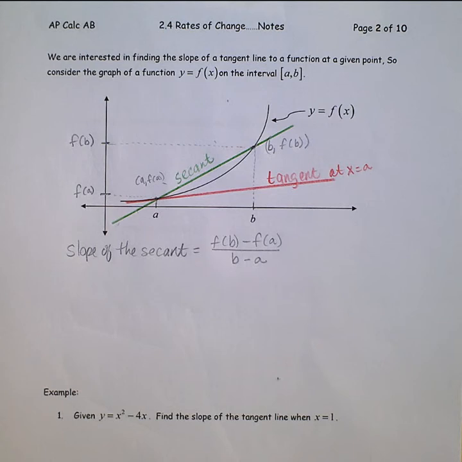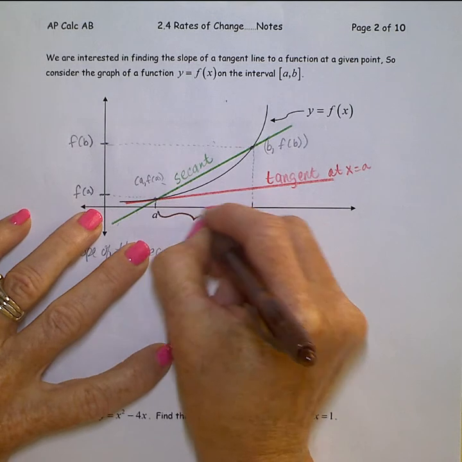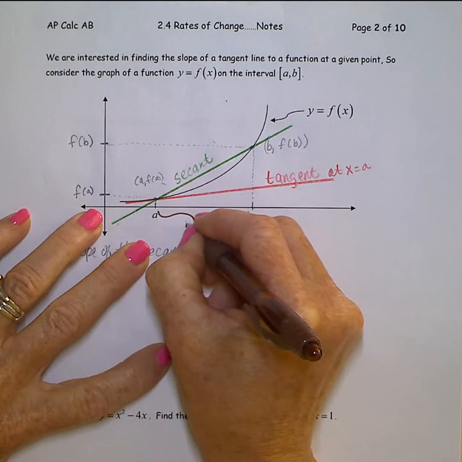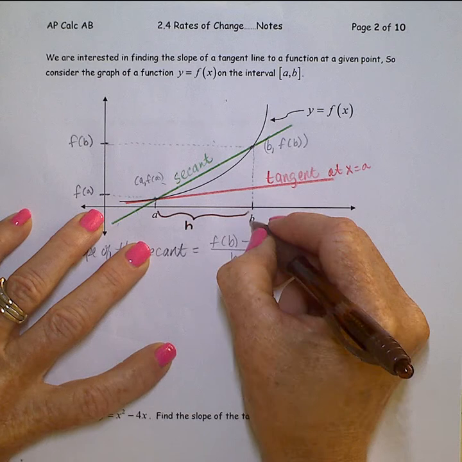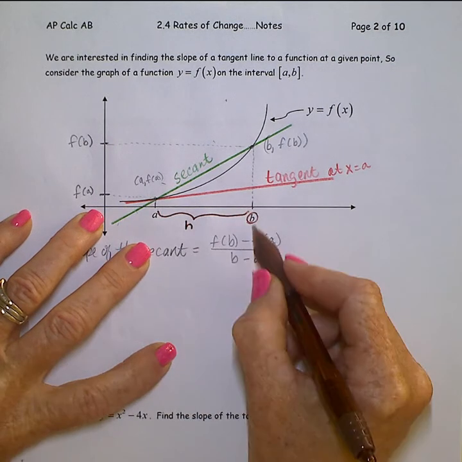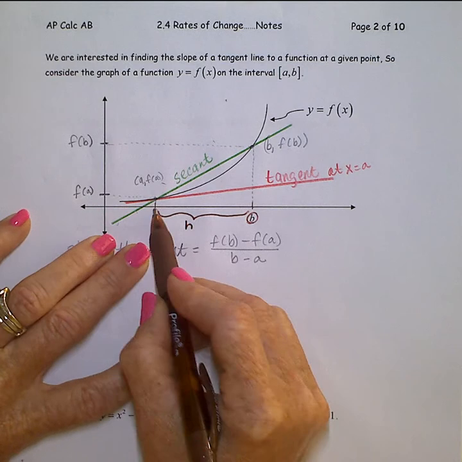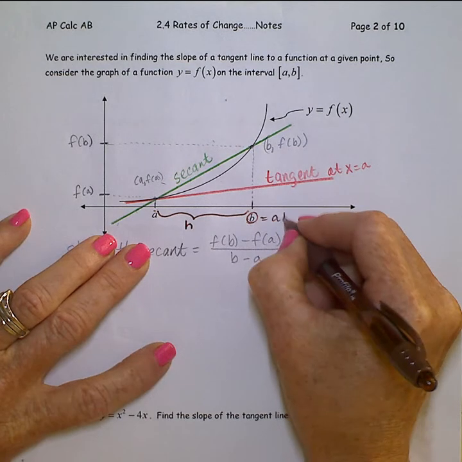Okay, I want to make some adjustments here. Between this a and this b, could I label this distance as some amount, call it h? Then, could I rename this b? And instead of calling it b, could I call it a plus h? Does that make sense? But that b is a plus h.